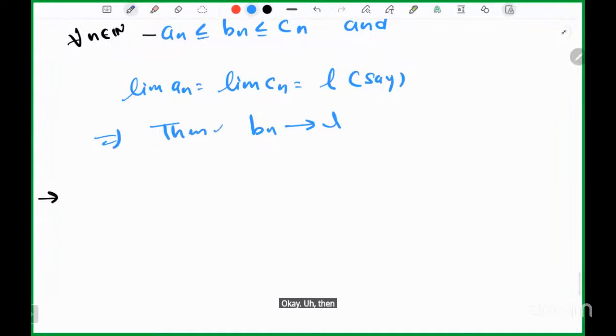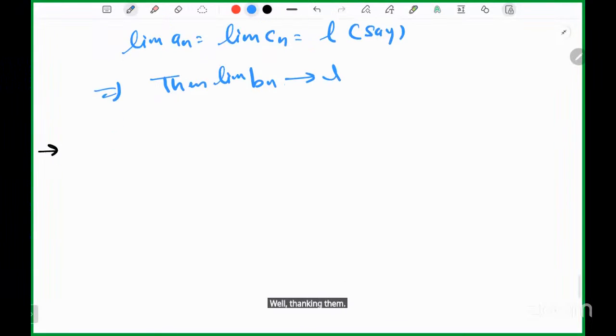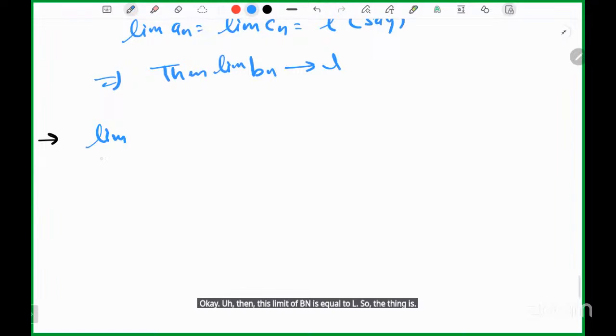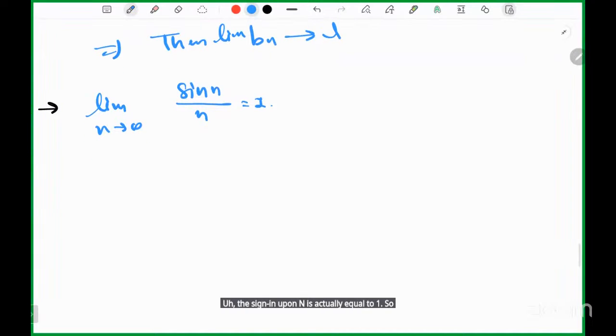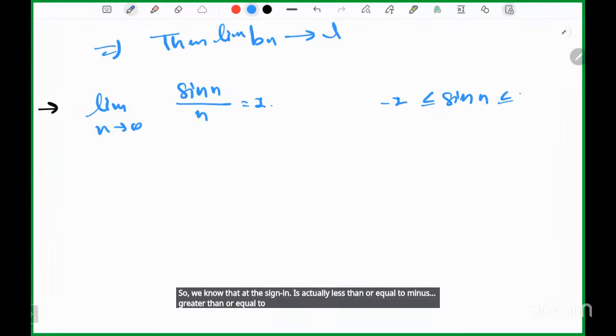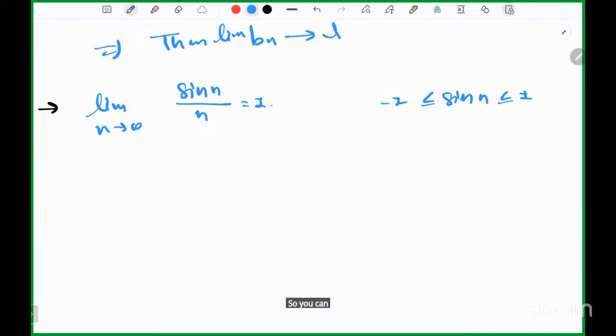Then the limit of b_n is equal to l. So the limit as n goes to infinity of sin n upon n is actually equal to 1. So why is it equal to 1? You know that the value of sin n lies between plus and minus 1, so minus 1 is less than or equal to sin n, which is less than or equal to plus 1. So you can say that the value of sin n by n is greater than or equal to minus 1 by n, and less than or equal to 1 by n.